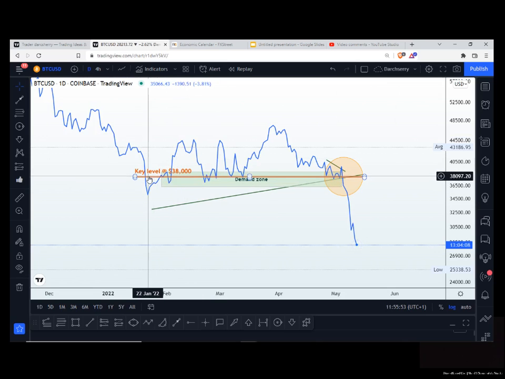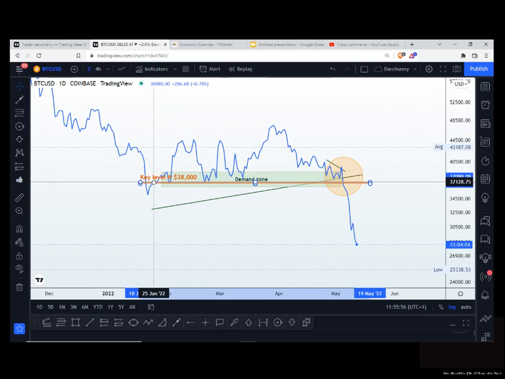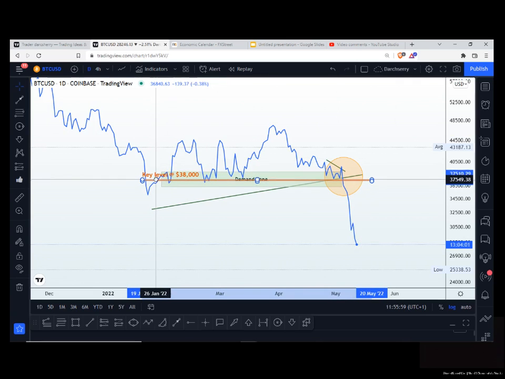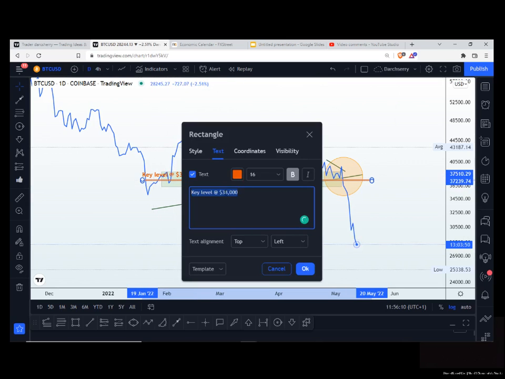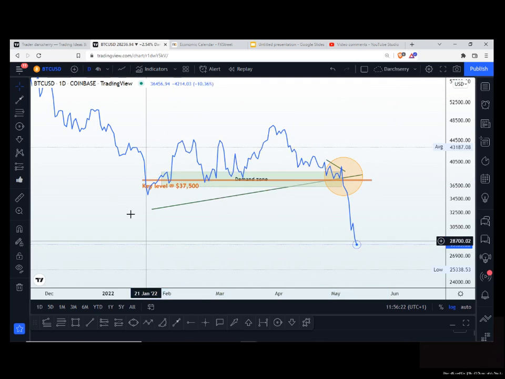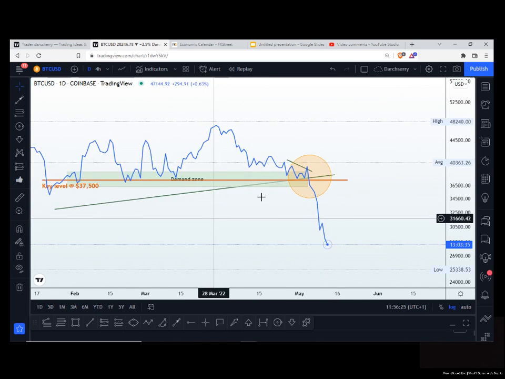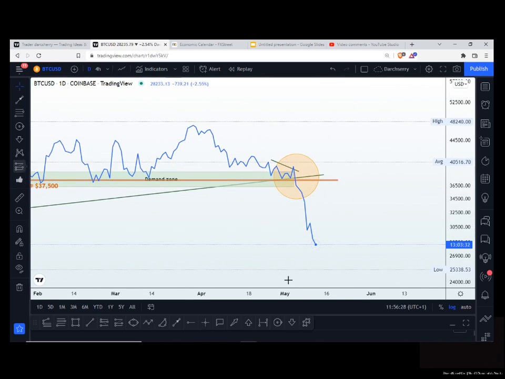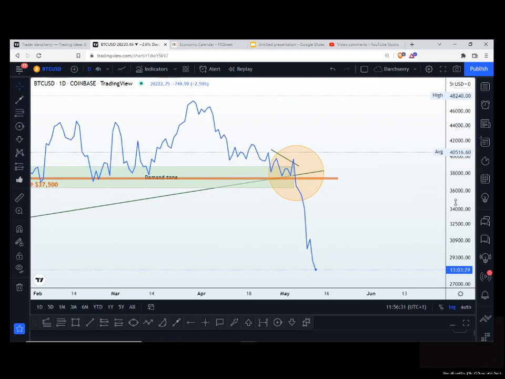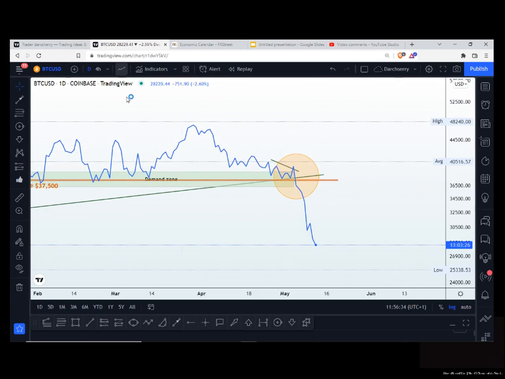So if we bring that into consideration, we have our key level right at this area. Let's put that at 37,500. So we have it right at that $37,500. Allow me to label this for clarity's sake. And then let's have it right below. So we have our key level at 37,500, and is price going to come up to that area? We don't know yet. But by the look of things, price is really crashing very fast.